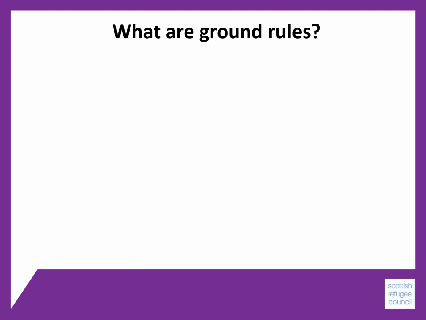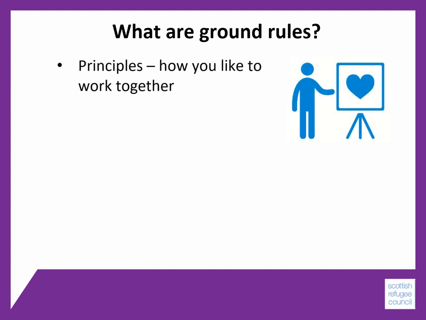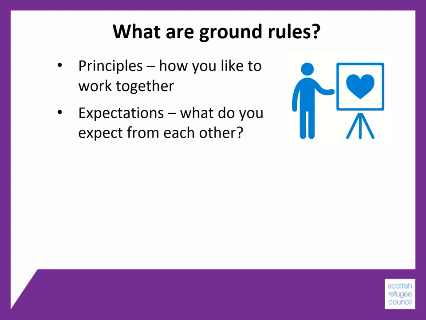So firstly, let's think about what ground rules are. Ground rules are really just principles about how you would like to work together as a group. They're about expectations. What do you expect from each other? If you don't discuss what you expect from each other, then how will you know? And this can then lead to confusion or misunderstandings.